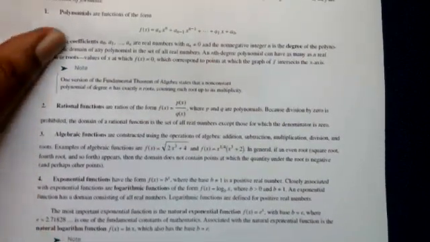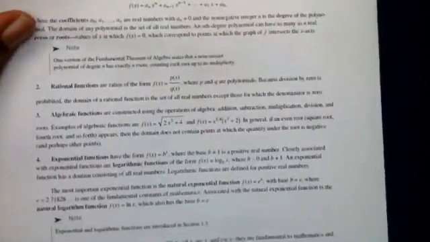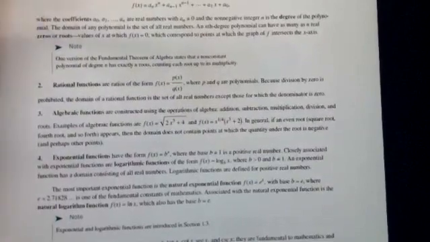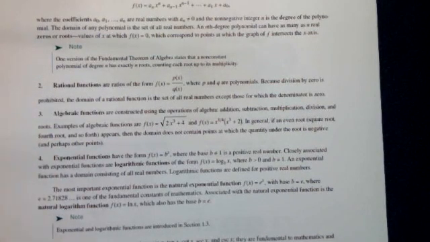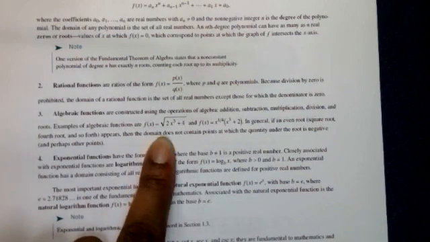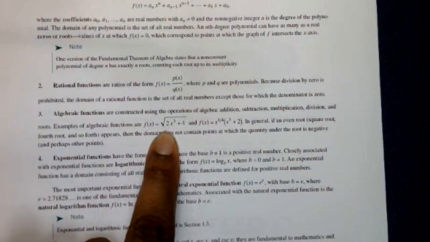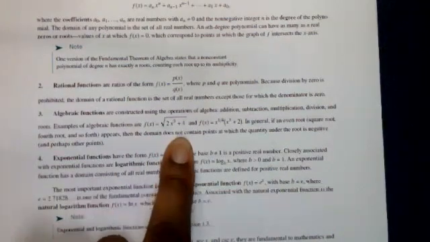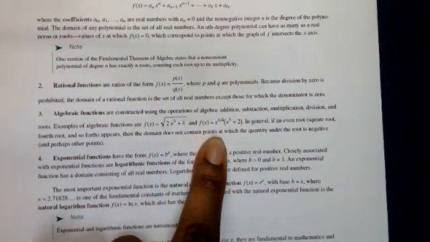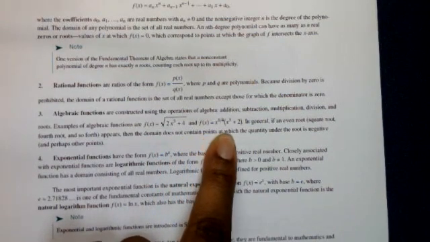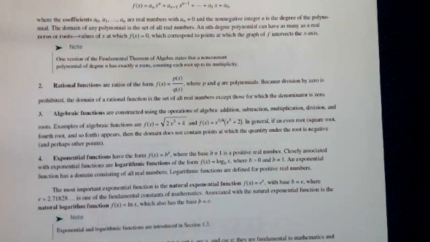And then you have your algebraic functions, and those are constructed using the operations of addition, subtraction, multiplication, and division, along with roots. Here are some examples, like f of x equals the square root of 2x cubed plus 4, and also f of x equals x to the 1/4 times x cubed plus 2.